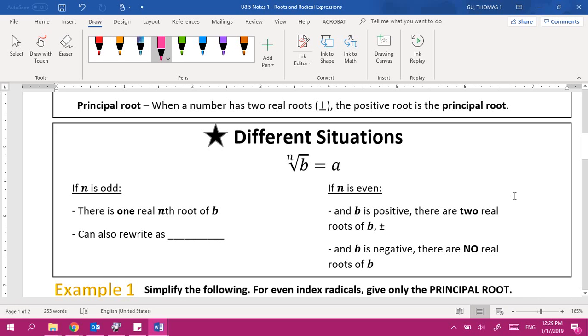If this little number right there, the index is odd, then that means you're going to have just one real root of b. You're only going to have one answer. That answer could be positive, maybe it's negative, but the thing is you're only going to have one. You won't have plus or minus, okay? So when the index is odd, there will just be one answer. And then also, you can rewrite that equation right there as b equals a raised to the nth power.